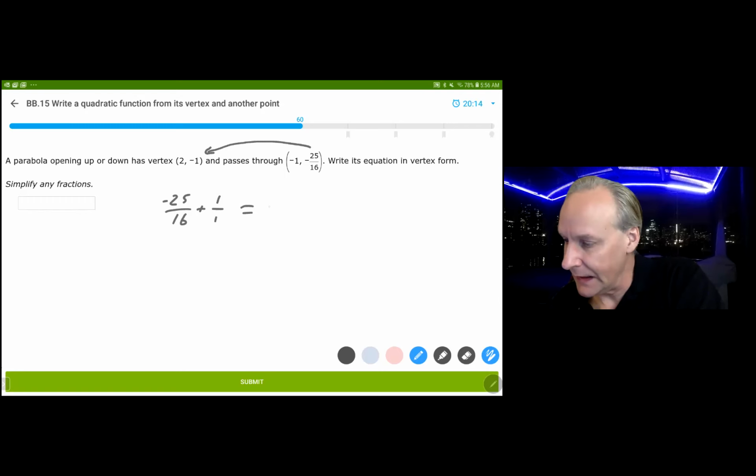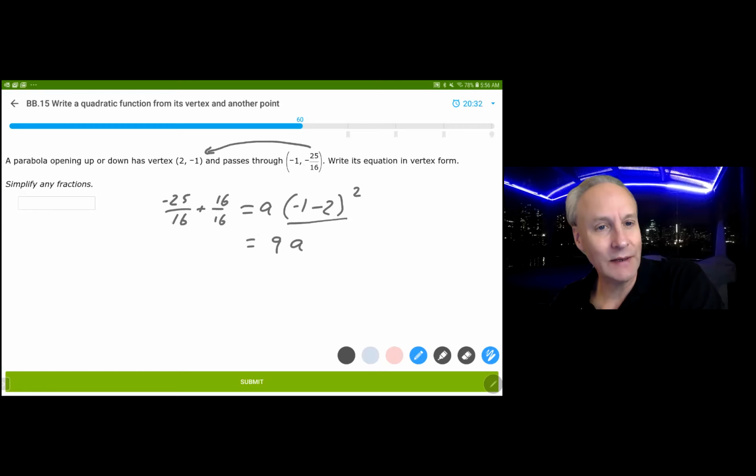Then I'm going to put my a, and now I'm going to take my (x, negative 1, minus 2) quantity squared. So this is 9a, because this is negative 3 squared. 9a is equal to 16 over 16 minus 25 over 16, which looks like negative 9 over 16, doesn't it? You see what I did there? I just added the 16 with the negative 25, which gives me negative 9 over 16. The reason I did that is so that when I multiply by 1/9 on both sides, it simplifies out. That gives me negative 1 over 16.